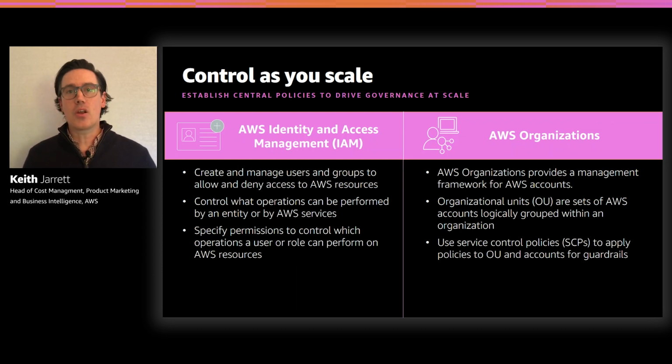So you can create groups of accounts which are called organizational units, and then we can apply policies to those groups that essentially control the use of AWS resources, again, down to the API level. And by organizing accounts into organizational units, you can apply service control policies to create targeted governance for your specific OUs, or organizational units.